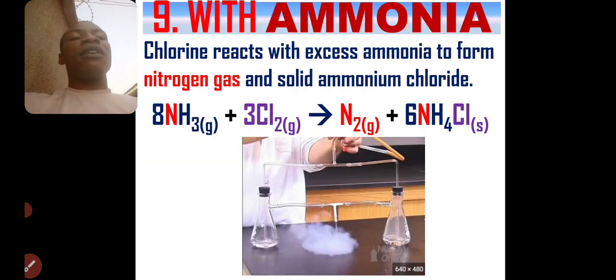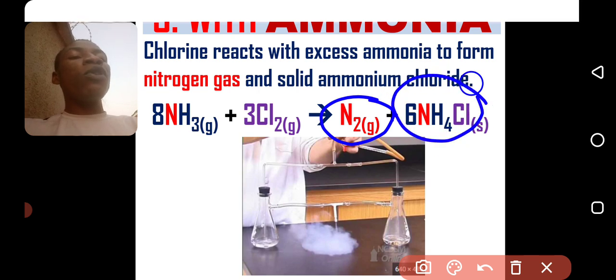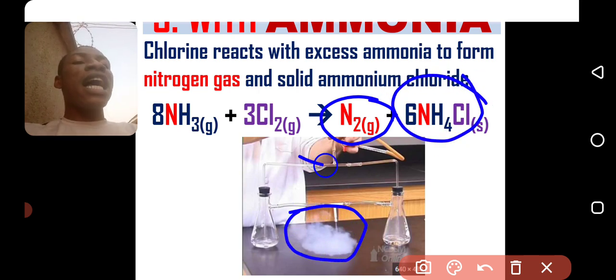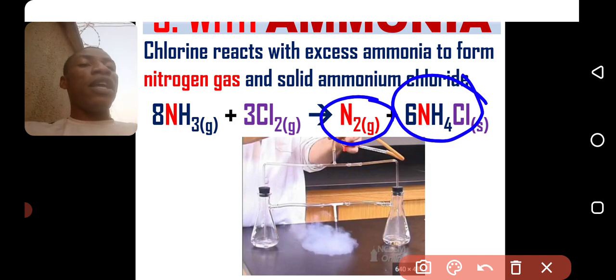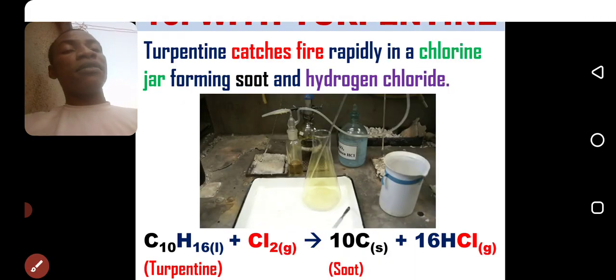With ammonia, chlorine reacts with ammonia to produce nitrogen gas and ammonium chloride. This is the ammonium chloride here, and the nitrogen gas is collected away in that second tube. So that's the reaction of ammonia gas with chlorine gas.